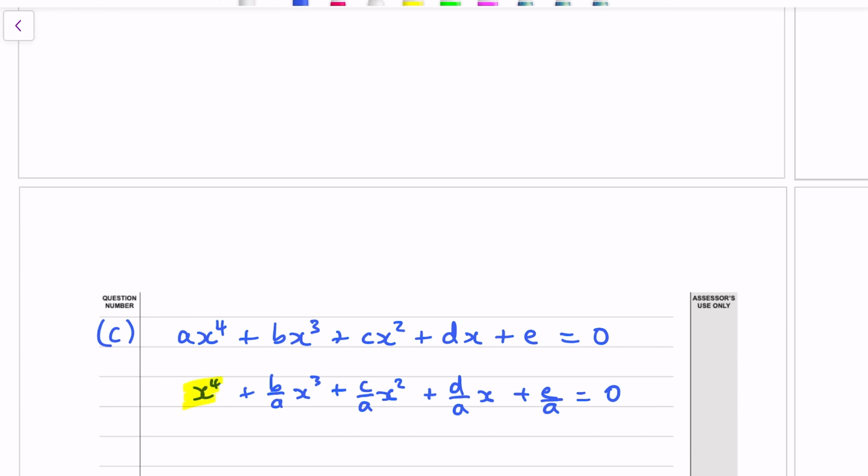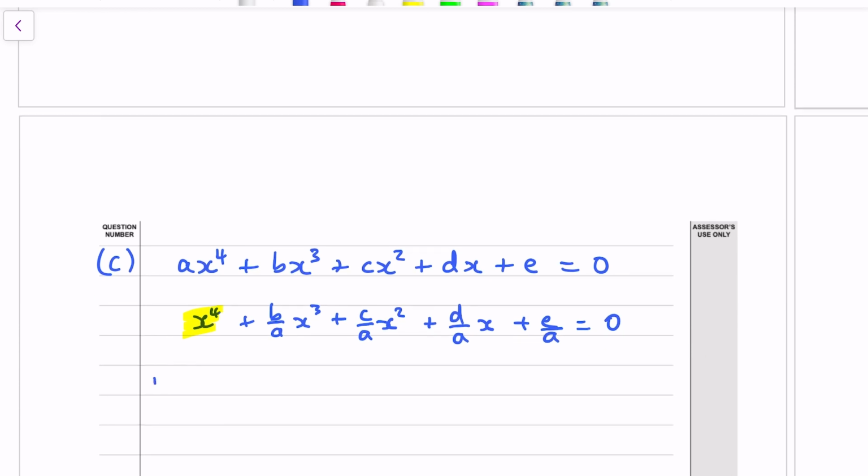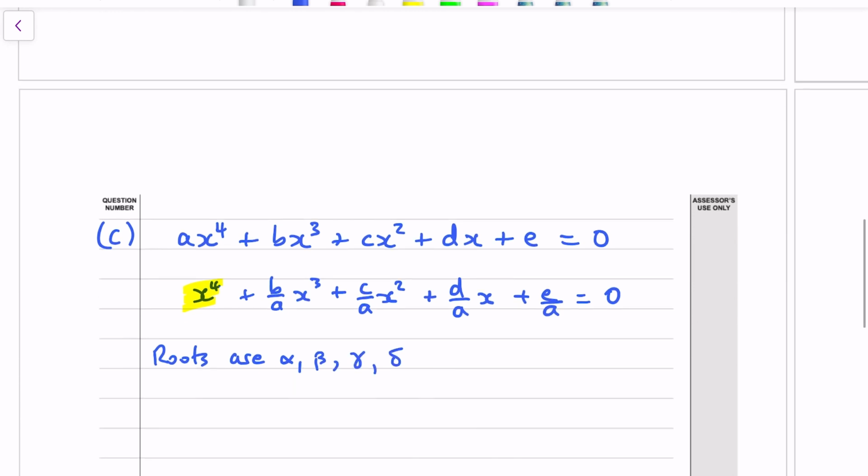Now we were given 4 roots. We said the roots of this quartic are alpha, beta, gamma, and delta. And so the factor theorem allows us to factor this quartic. If we know the roots, the factors are the opposite sign.